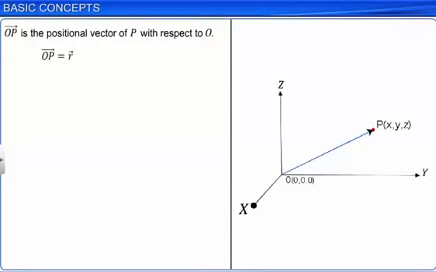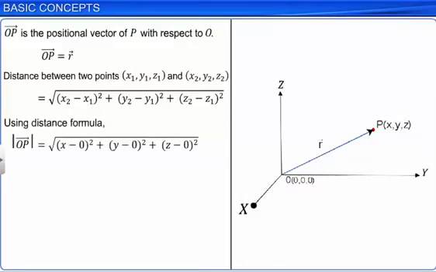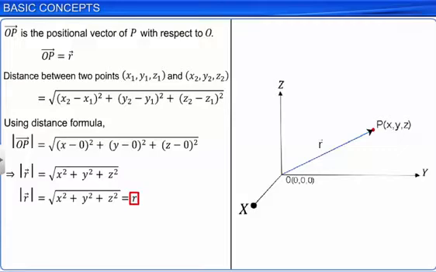The position vector of point P with respect to the origin can also be represented as vector r. As shown, you know the distance formula to find the distance between two given points in a three-dimensional space. Using the distance formula, we get the magnitude of the position vector of point P with respect to the origin. It is equal to the square root of x squared plus y squared plus z squared. The small letter r, written without the arrow, represents the magnitude of vector r.